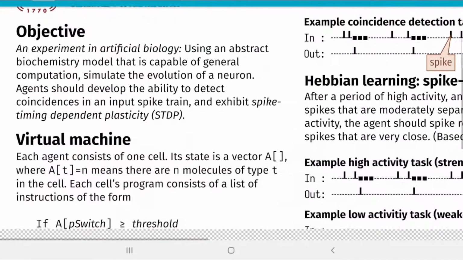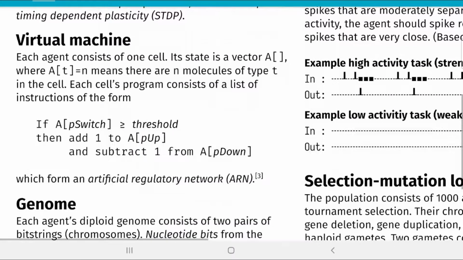Each agent consists of one cell. Its state is a vector A, where A sub t equals n means that there are n molecules of type T in the cell. Each cell's program consists of a list of instructions of the following form. If A sub p switch is greater than or equal to a threshold, then add 1 to A sub p up and subtract 1 from A sub p down.